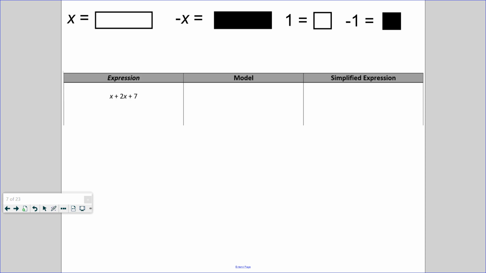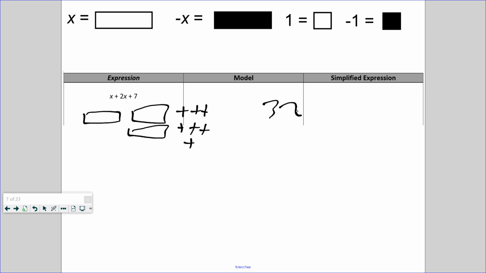Next one, x plus 2 more x's plus 7. Do you want to draw this way, or do you want to draw positives? Your choice. I'd rather draw positive. I think it's faster drawing positive, but it's your choice. So how many x's do you see here? Do you see anything to cancel here? I don't see anything to cancel. So I see 3 x's plus 7.